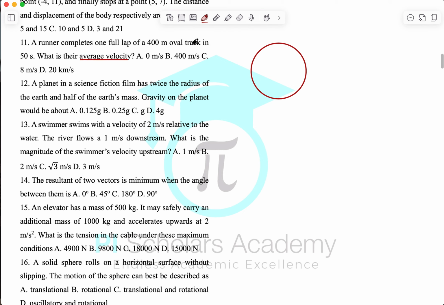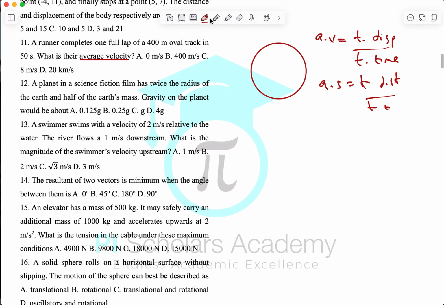Now, there's a difference between average velocity and average speed. Average velocity is total displacement divided by the total time taken, while average speed is total distance covered over total time taken. And what is displacement? Displacement is simply the length of the distance between the starting point and the end point.